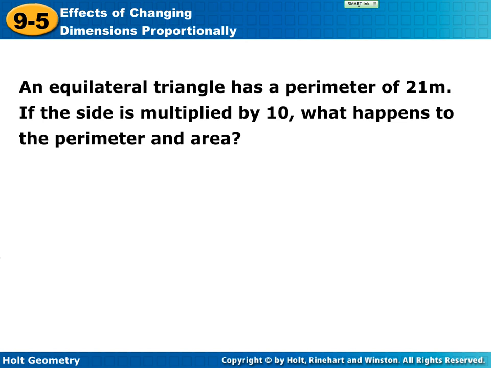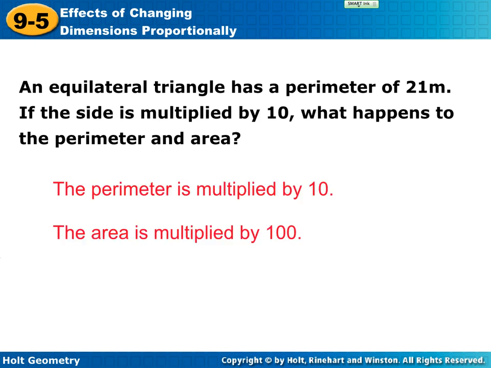Okay. So we're changing both dimensions here. Changing both dimensions, so the perimeter is going to change in the same way. At the bottom, the area is going to be multiplied by that squared. Okay, so the perimeter is going to get multiplied by 10. The area is going to get multiplied by 100. Where did I get 100? 10 squared.